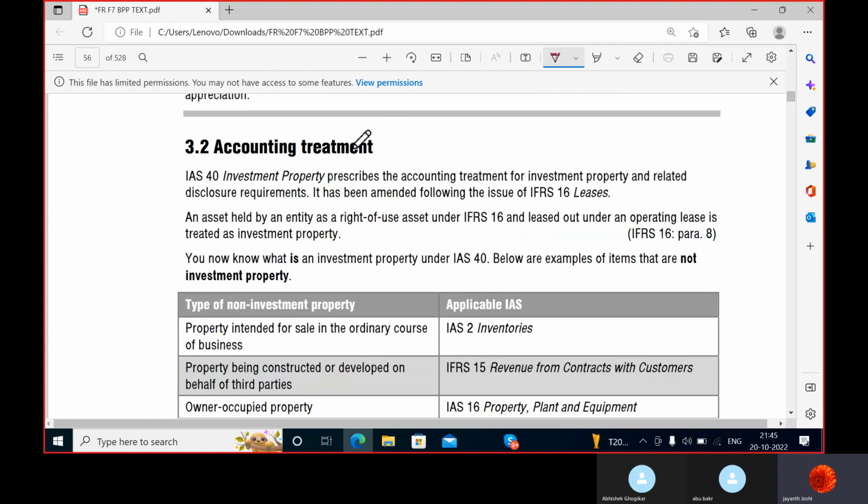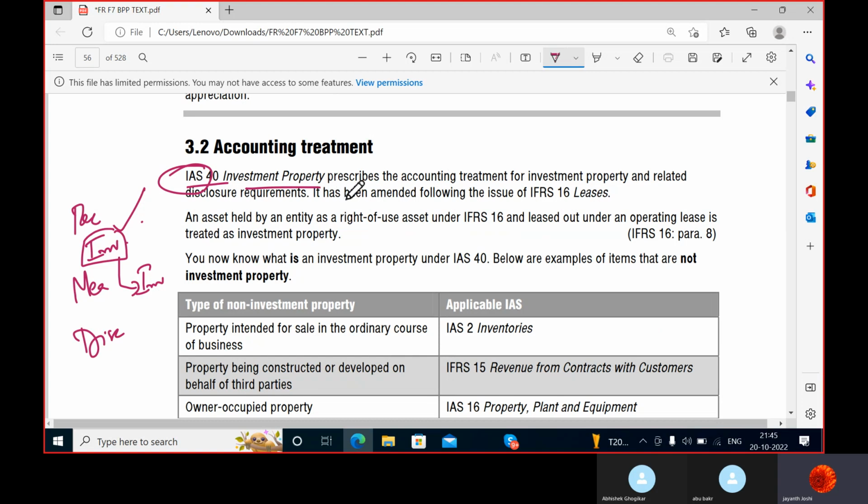Now, coming to accounting treatment, IAS 40 Investment Property prescribes the accounting. This particular standard guides you how to recognize something as an investment property, how to measure it after the recognition criteria are met, and what the disclosure requirements should be regarding this.